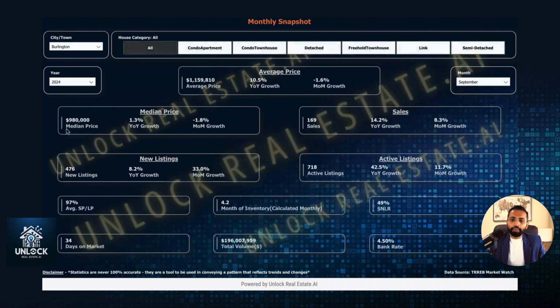And now let's get back to the days on market. It is taking on average 34 days for any property to get sold in the city of Burlington. When we dig deeper, we saw that semi-detached properties are taking the least amount of time, with only 21 days, whereas condo apartments are sitting at 59 days. So if you are a buyer looking to buy a condo in the city of Burlington, you have a super high edge with 59 average days on market and 7.1 months of inventory.